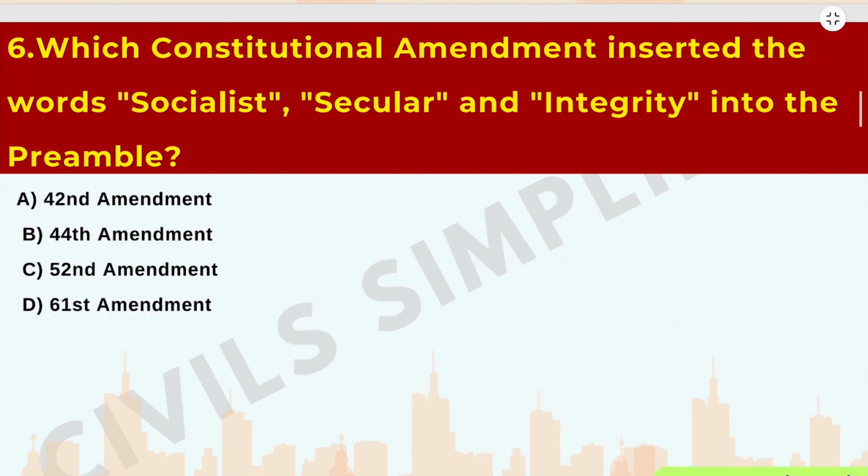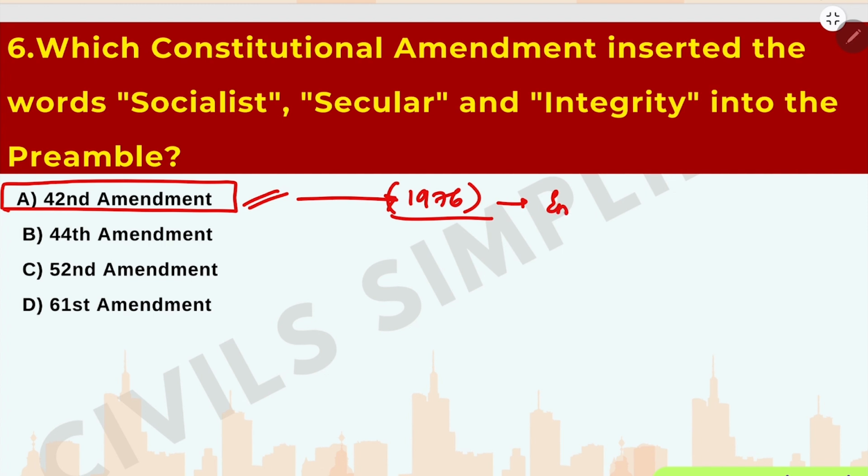Next question, which constitutional amendment inserted the words socialist, secular, integrity into the preamble? The right answer is option A, 42nd Constitutional Amendment. It happened in the year 1976, during the time of emergency. So you should know this much.